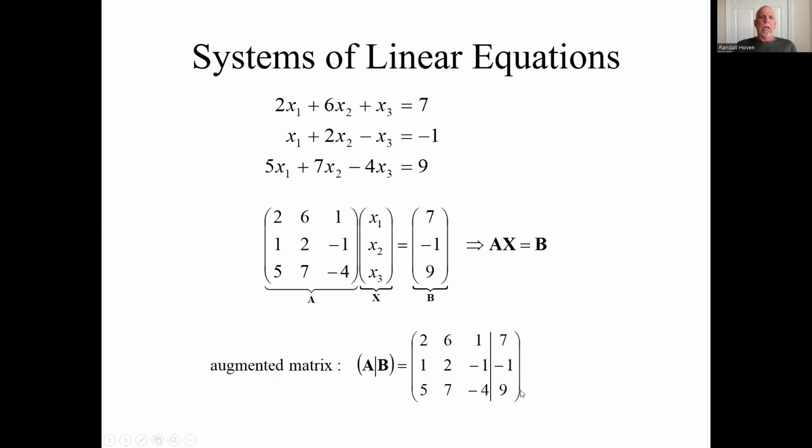Okay. Now we'll start using some of these concepts to solve systems of linear algebraic equations. Another recording.